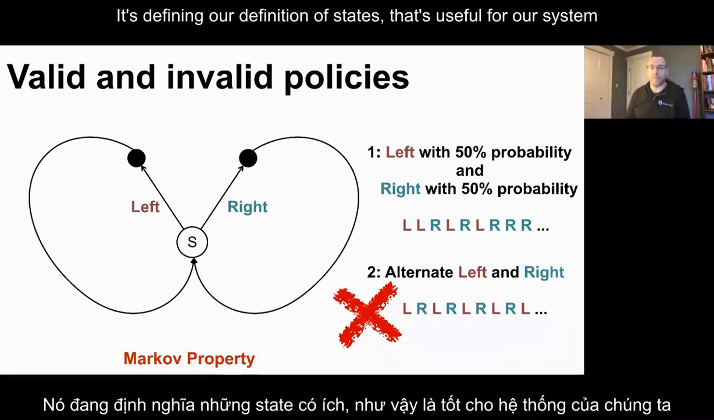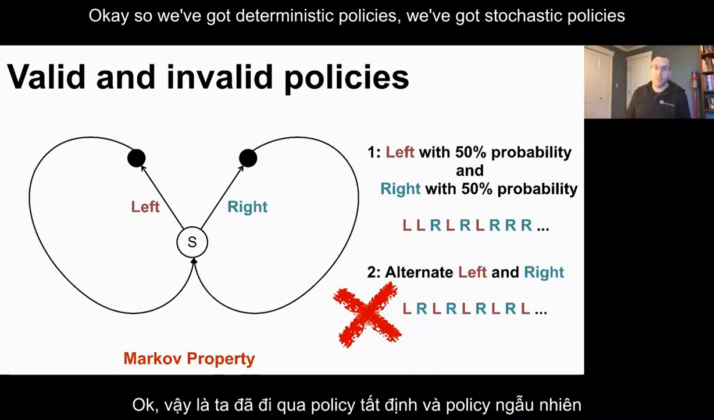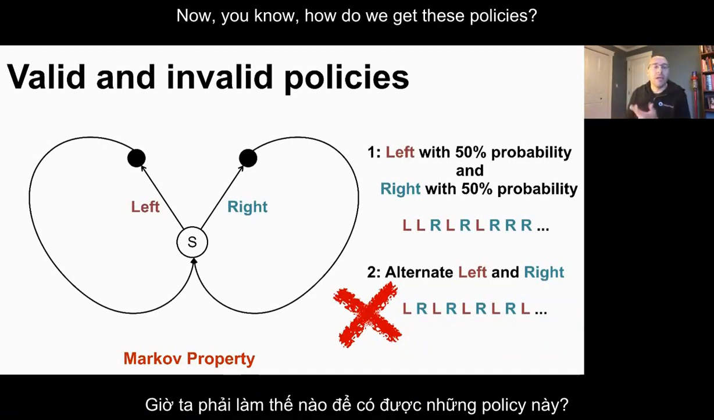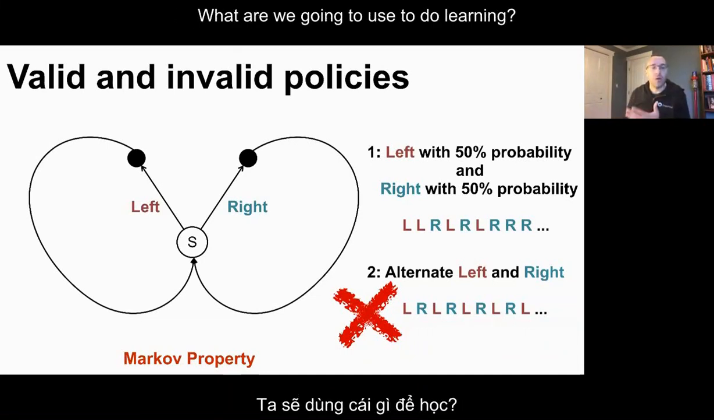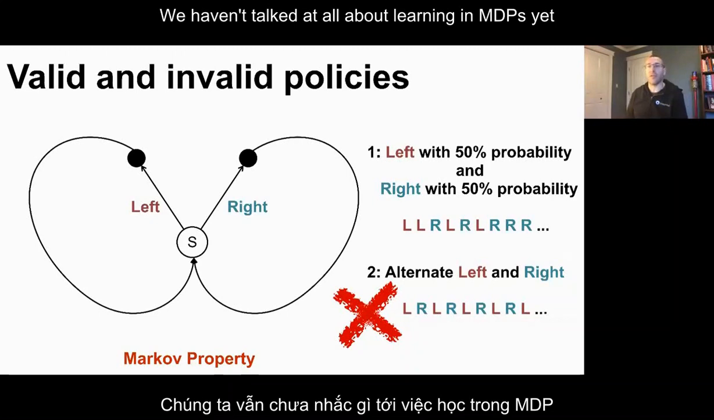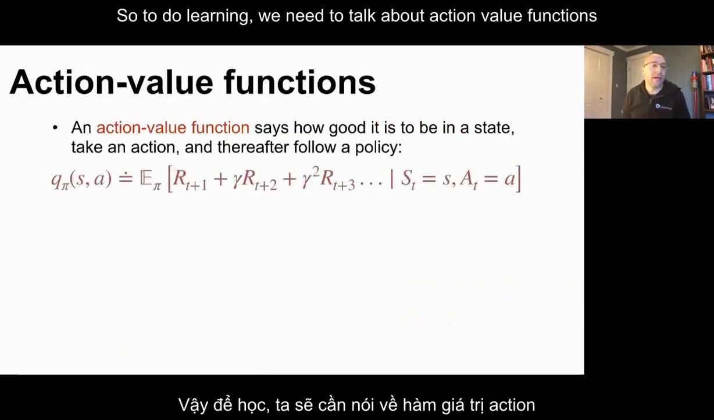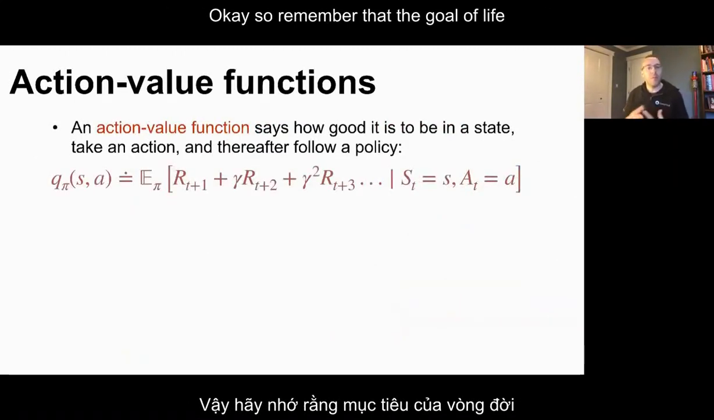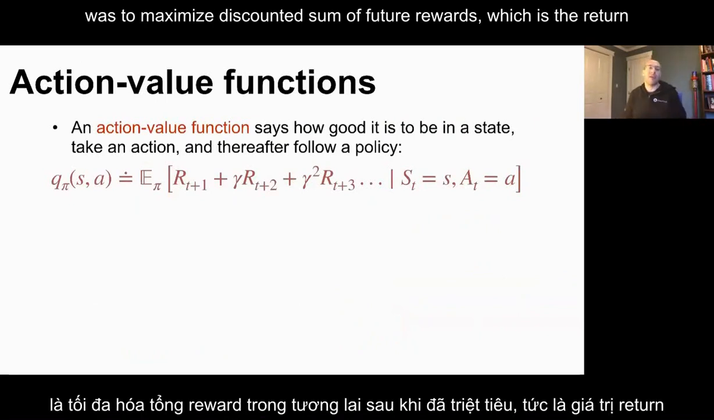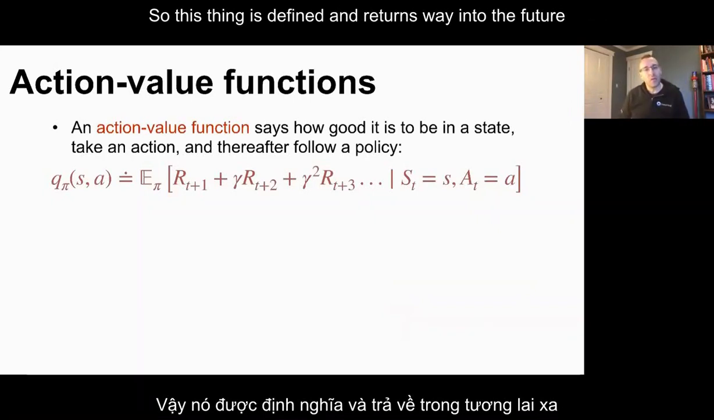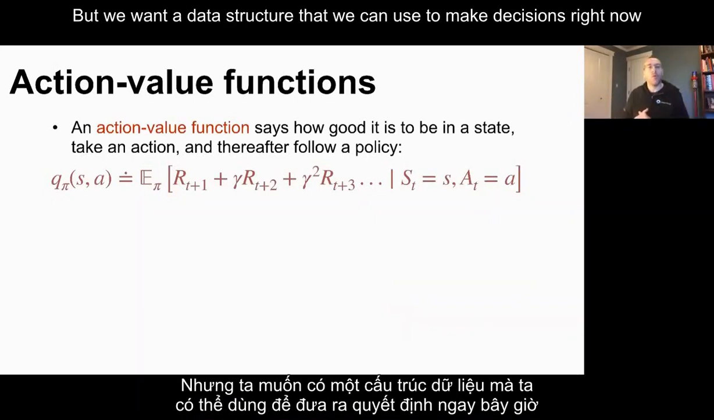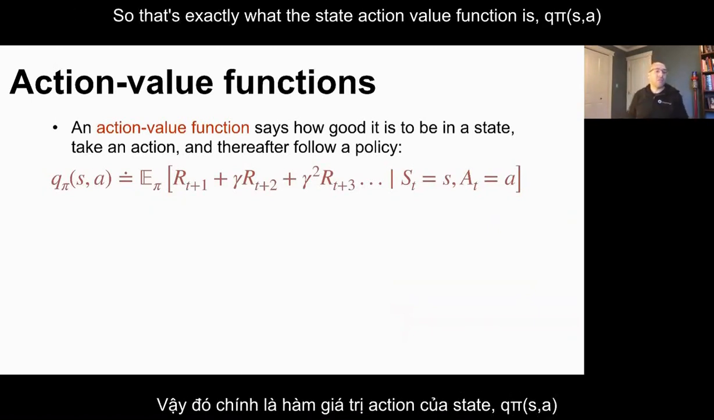Okay, so we've got deterministic policies, we've got stochastic policies. Now, how do we get these policies? What are we going to use to do learning? We haven't talked at all about learning in MDPs yet. So to do learning, we need to talk about action value functions. Okay, so remember that the goal of life was to maximize the discounted sum of future rewards, the return. So this thing is defined in returns way into the future, but we want a data structure that we can use to make decisions right now. So that's exactly what the state action value function is, Q pi of S, A.